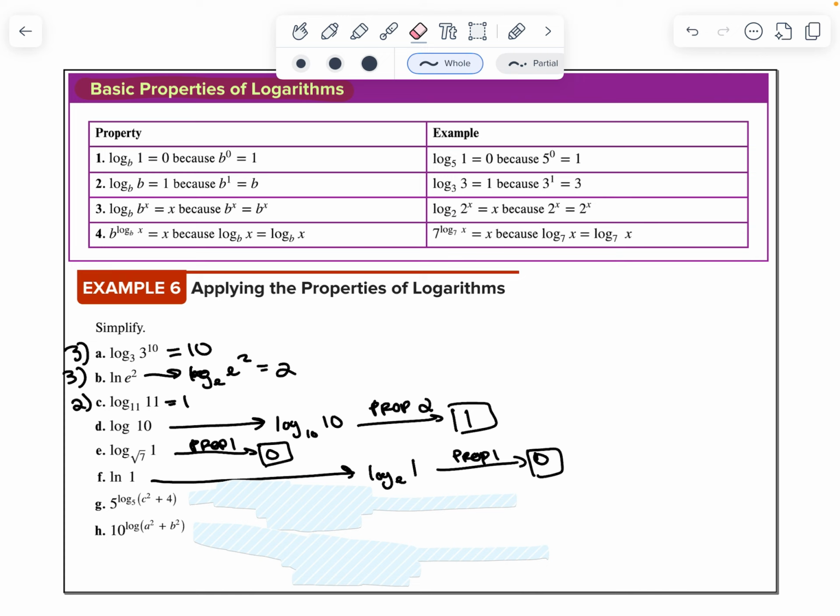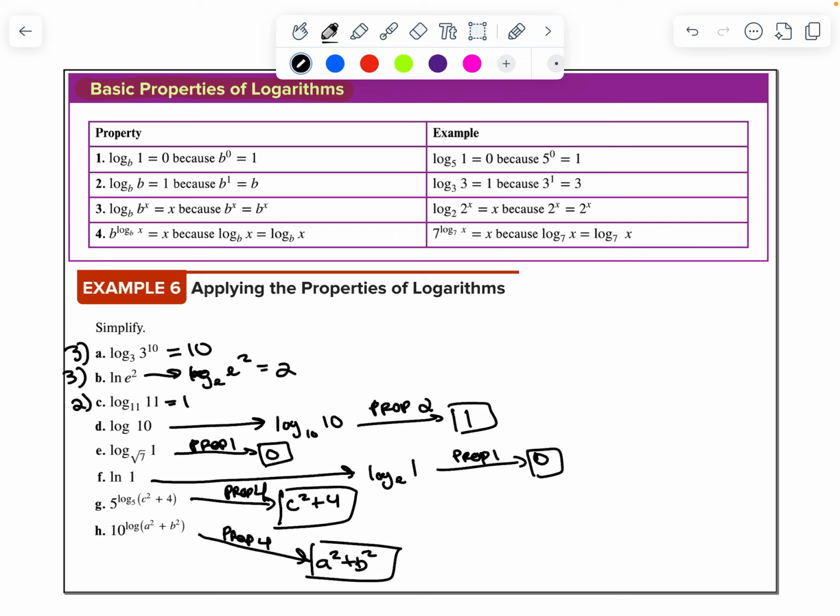All right. G looks like property 4, and so our answer is going to be c squared plus 4. H also looks like property 4 because just a regular log with no base, remember, has an understood base of 10. So that's 10 to the log base 10 of a squared plus b squared. Property 4 is going to give us a squared plus b squared.